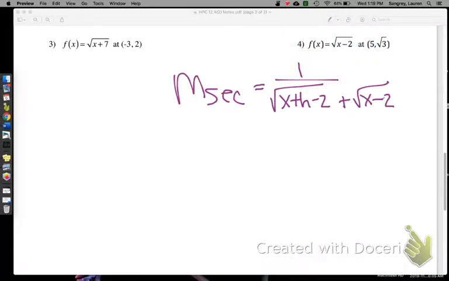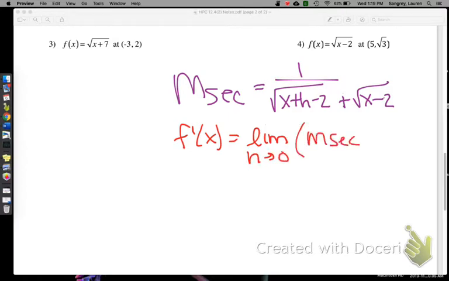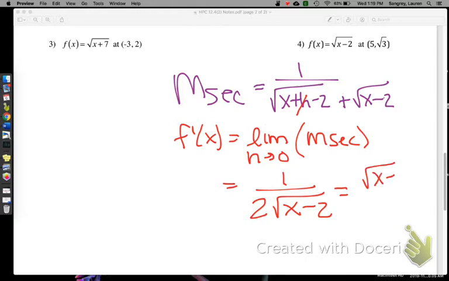Okay, so then the next step is to take the derivative, which is taking the limit as h approaches 0 of that slope of your secant line. So when h becomes 0, that h is going to go away. So we're going to be left with 1 over 2 times the square root of x minus 2. So if we rationalize this, we're going to have the square root of x minus 2 in the numerator, and then 2 times the quantity x minus 2 in the denominator.